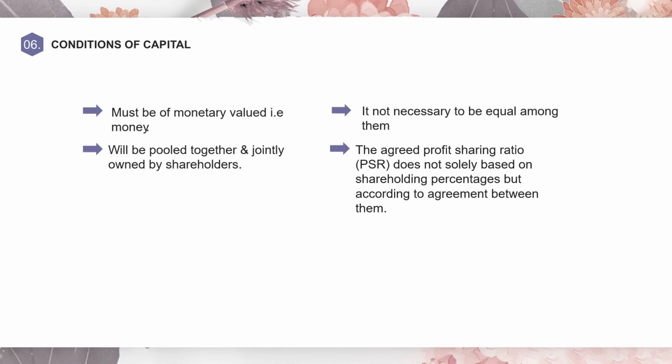Next, the condition of capital. First, must be a monetary value, indicator of money. Second, will be pooled together and jointly owned by shareholders. Third, if not necessary, to be equal among them. Lastly, the agreed profit sharing ratio is not solely based on shareholding percentage, but according to agreement between them.